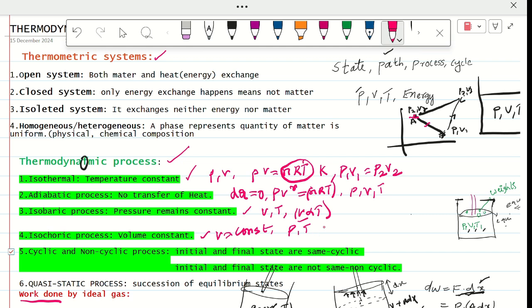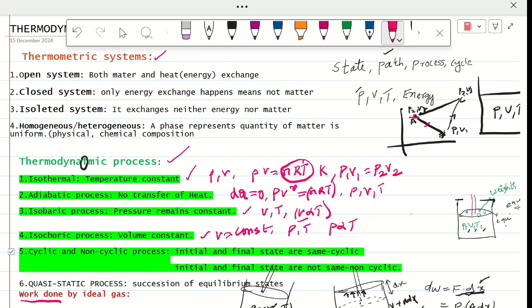So now P and T vary. That means P is proportional to T here, where V is constant, according to the ideal gas equation PV = nRT. It follows all the processes and all the gaseous laws: Boyle's law, Charles law, Gay-Lussac law, Avogadro's law, and Graham's law also. That ideal gas and real gas equation we will study in KTG, the kinetic theory of gases.